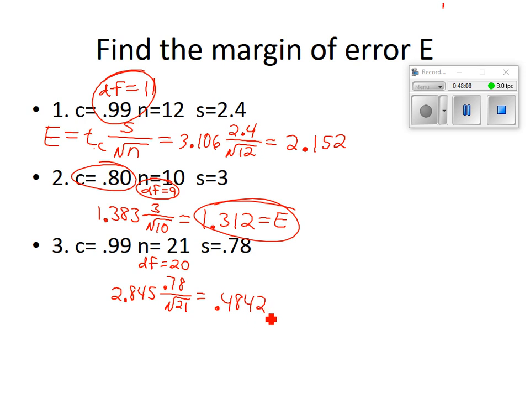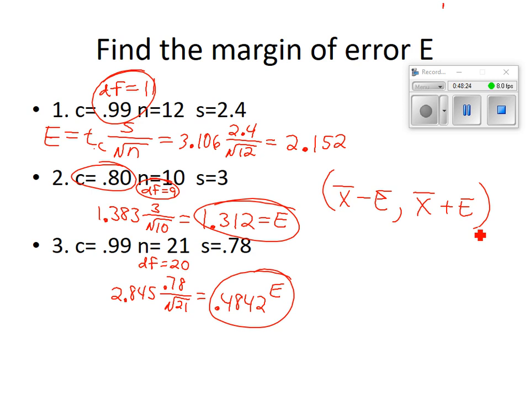Now, when we're getting these E's, the margins of error, remember what we're doing there is at some point they're going to tell us what X bar is, and we're going to take X bar minus E to get the low side, and X bar plus E to get the high side of our interval. So we're just working our way up to that. We found the critical values, the TCs. Now we're finding the E's, and then next, of course, we're going to find the interval.